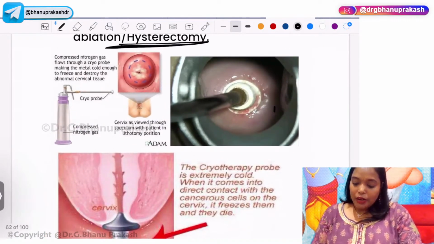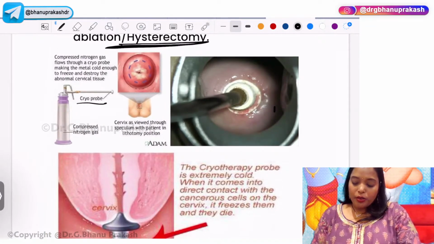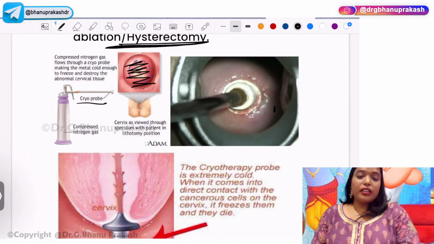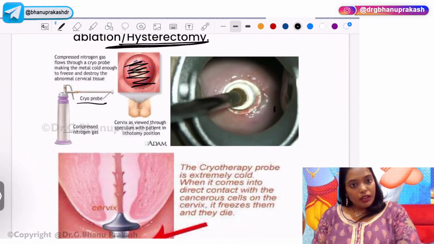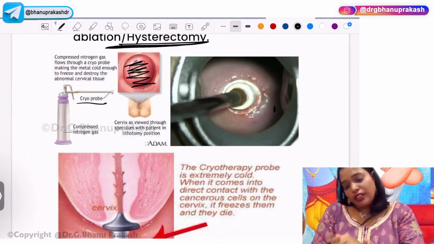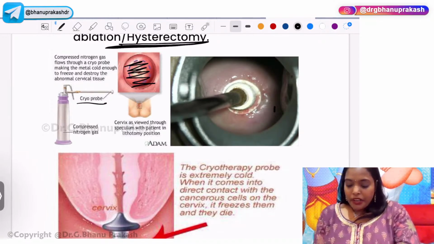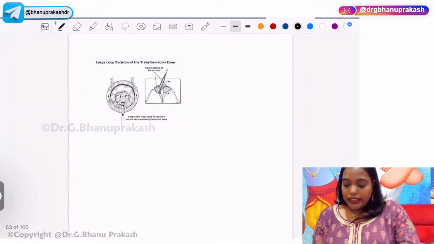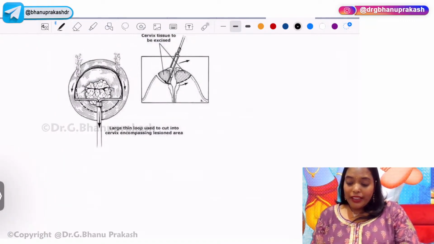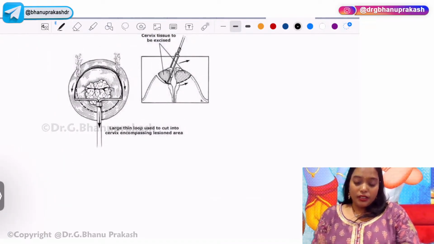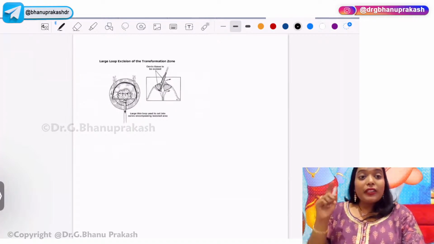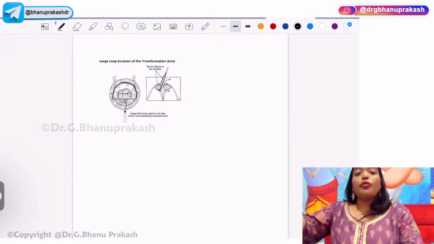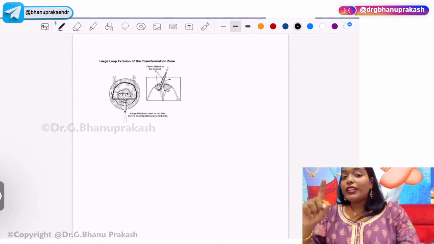Now, this is cryotherapy. You take a cryo probe and push liquid nitrous oxide or carbon dioxide that will crystallize the entire cervix, and you will have ice formation near the cervix. This is called the cryo probe. Next, this is the LEEP. You have an electric loop which cuts the cervix. And if you have an endocervical lesion, then you'll go for cone biopsy. Always remember, endocervical lesion, cone biopsy.